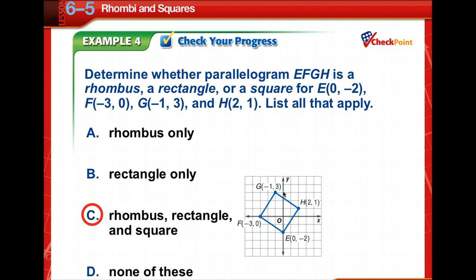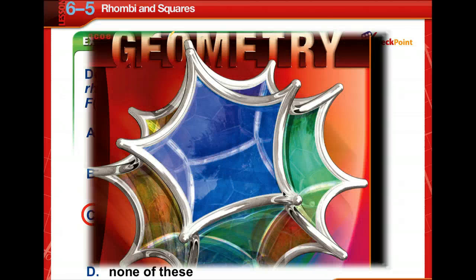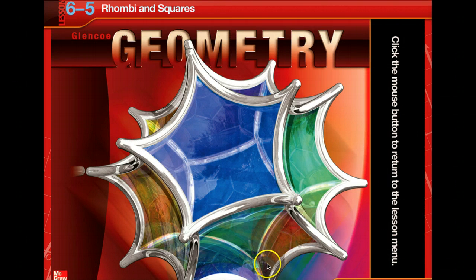You're right. It is a rhombus, rectangle, and a square because the diagonals both have the same measure, square root of 26, and the slopes of the diagonals are opposite reciprocals, so they're perpendicular. Very good. All right, you're ready to begin your assignment. Good job.